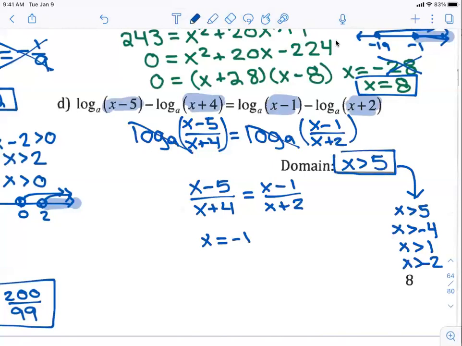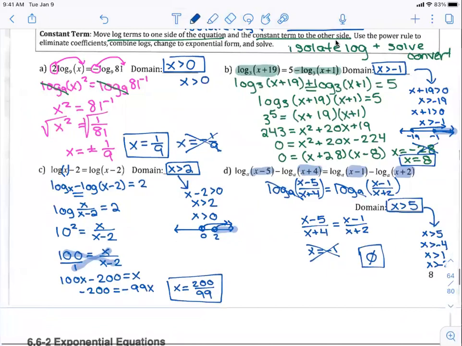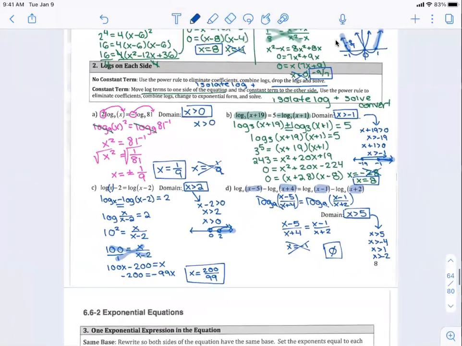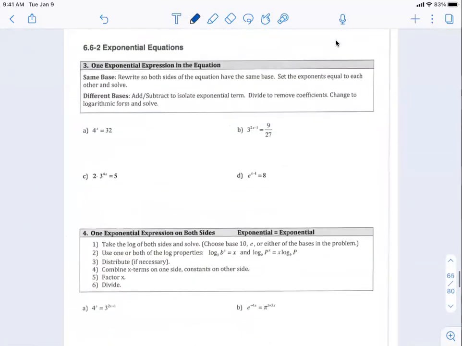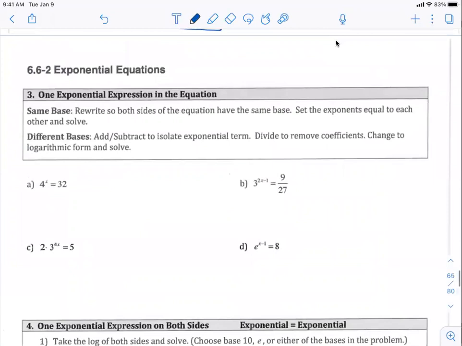Notice when we did solve it, x equals negative 1, that is not greater than 5. So sometimes you will get an answer of no solution. Okay, so I just wanted to make sure you're aware of that. All right, let's keep rolling. So we're doing more solving. So here in this next one, these are in exponential form. So it's very similar to the log form. You want to isolate the exponential.